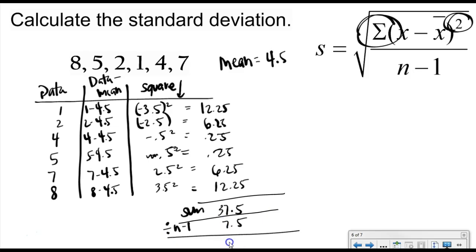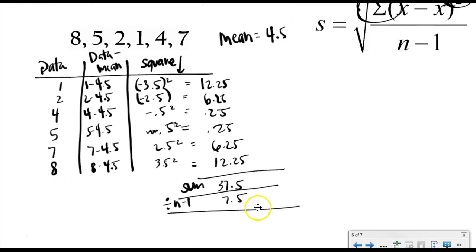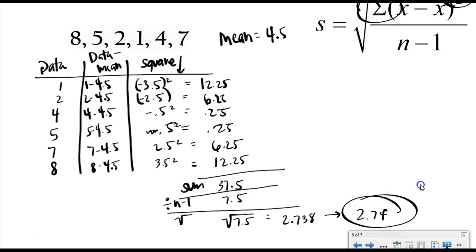Last but not least, I know it's a lot, guys, bear with me. I'm going to take the square root of that number. So I take the square root of 7.5. Sorry, my calculator's being wonky. I get 2.738, or 2.74, and that's my standard deviation for this data.